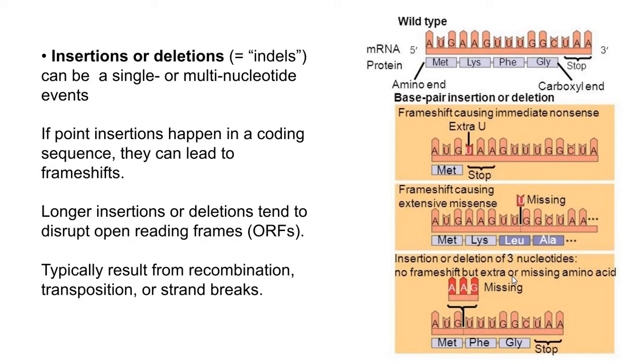When there is an insertion or deletion of 3 nucleotides, then there might not be a frame shift, because that will be one whole codon, which leads to a missing amino acid if it's a deletion of a complete codon, or the addition of one extra amino acid if it's an addition of one whole codon. So these types of insertions or deletions could be harmful if that amino acid is really important, but they're less harmful than the extensive missense mutations or nonsense mutations.